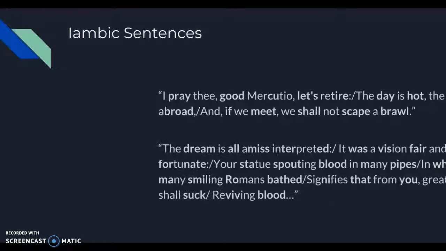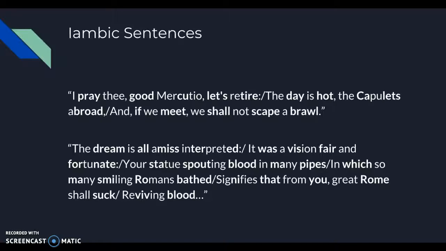Iambic sentences. Here I've pulled a couple sentences from some Shakespearean plays. The first one is from Romeo and Juliet, and the second one is from the play Julius Caesar. As you can see, I've bolded the syllables that would be stressed and left the syllables that are unstressed as plain text. So the line from Romeo and Juliet would read, "I pray thee, good Mercutio, let's retire. The day is hot, the Capulets abroad, and if we meet, we shall not 'scape a brawl."